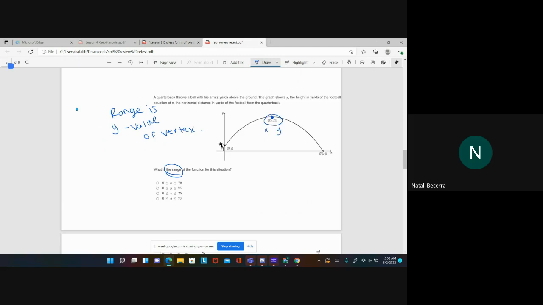And range is my y value. So my y value here is 25. So I can eliminate these two. And you got to remember, by now you should know that range is y. So that makes my answer B. So that's how you do that one.